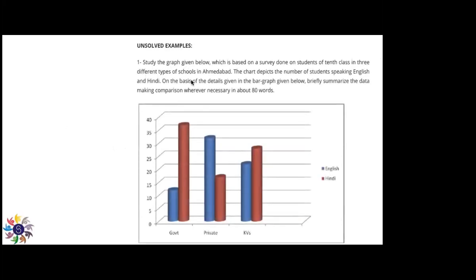Now study the graph below, which is based on the survey done on students of 10th class in 3 different types of schools. So in Ahmedabad, the chart depicts the number of students speaking English and Hindi. On the basis of details given in the bar graph given below, briefly summarize the data, making comparison wherever necessary.